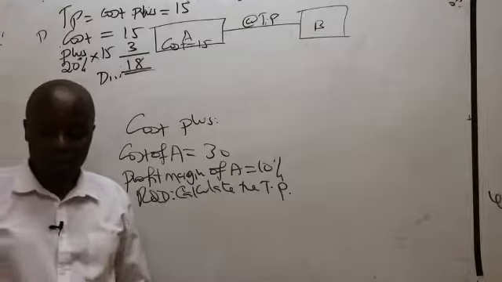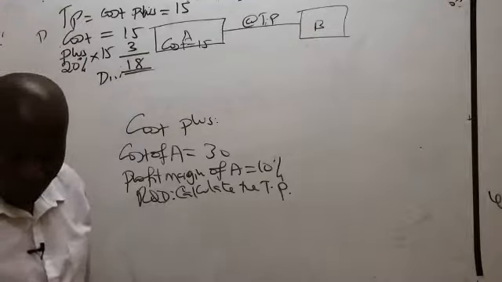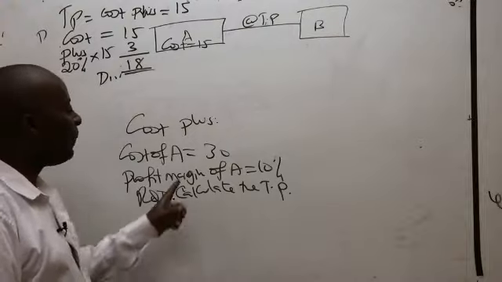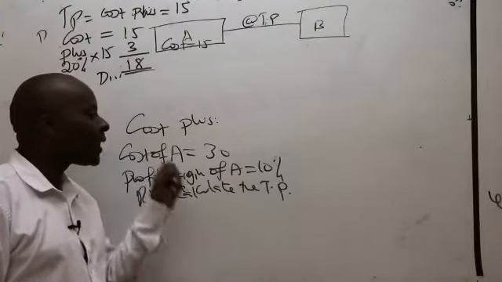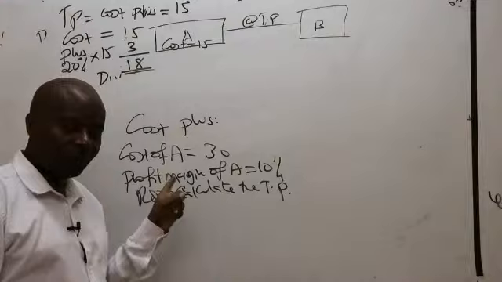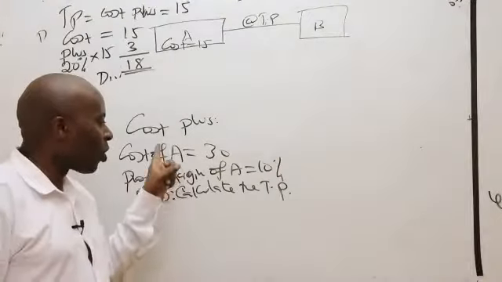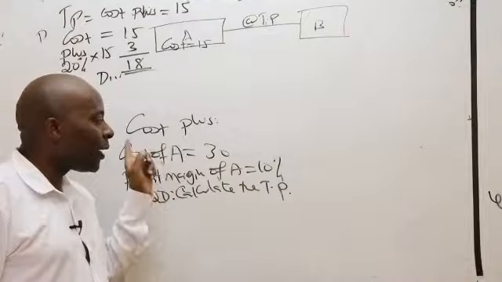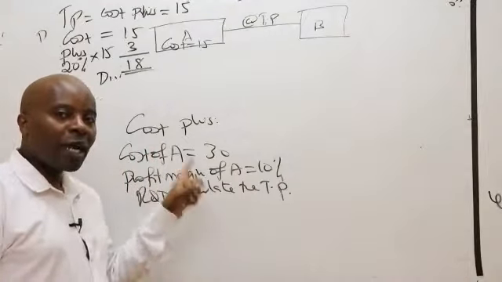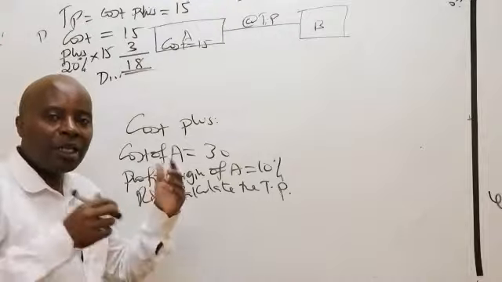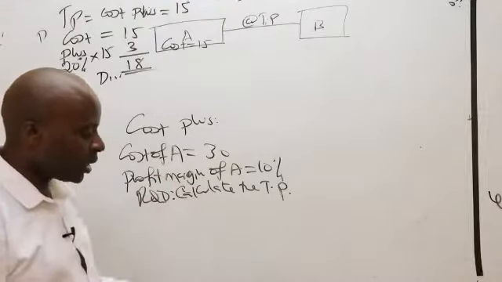Using cost plus, what do we have there? Ladies and gentlemen, remember margin has never married cost. They don't rhyme. So anytime they give you cost and you want to get the profit, you need to calculate profit markup. How do we change margin to markup? Listen to me very well.